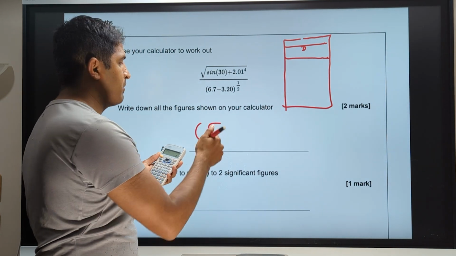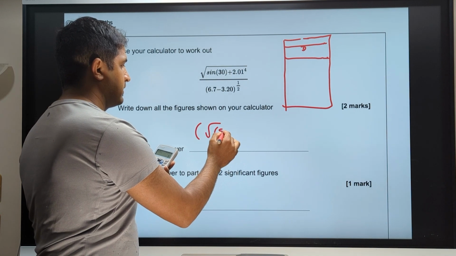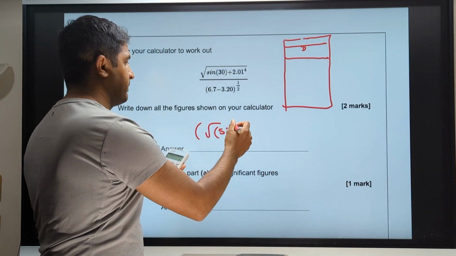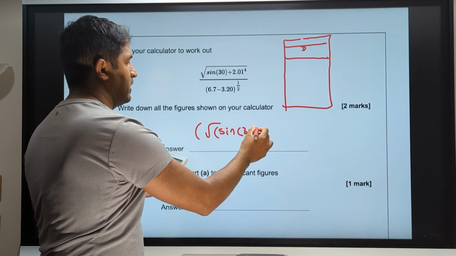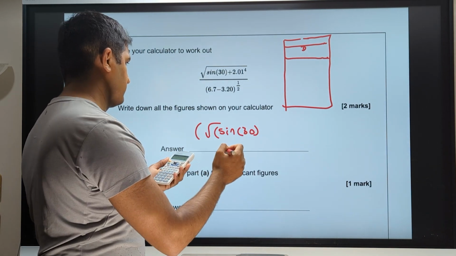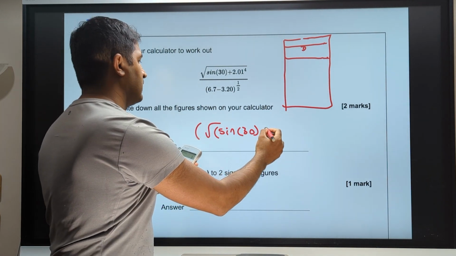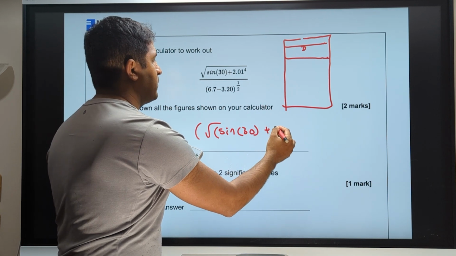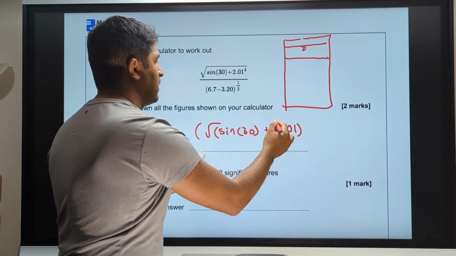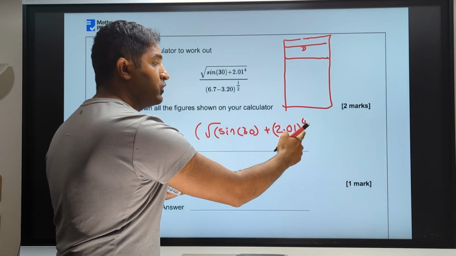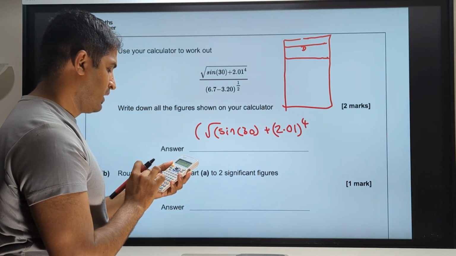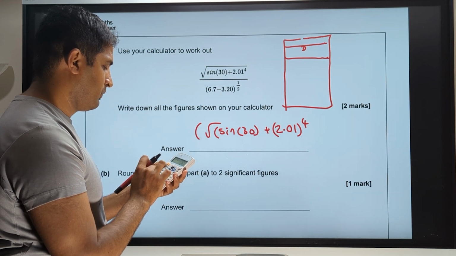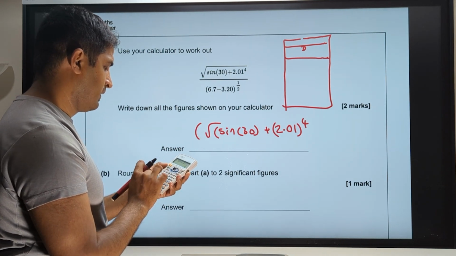Then I'm going to put open bracket, then the sine, open bracket, 30, close the bracket. Then I'm going to add 2.101 to the power 4. Again, you can use the bracket, so make sure that you're using that. You can get away without using the bracket, so I'm going to try to do it without brackets, okay.